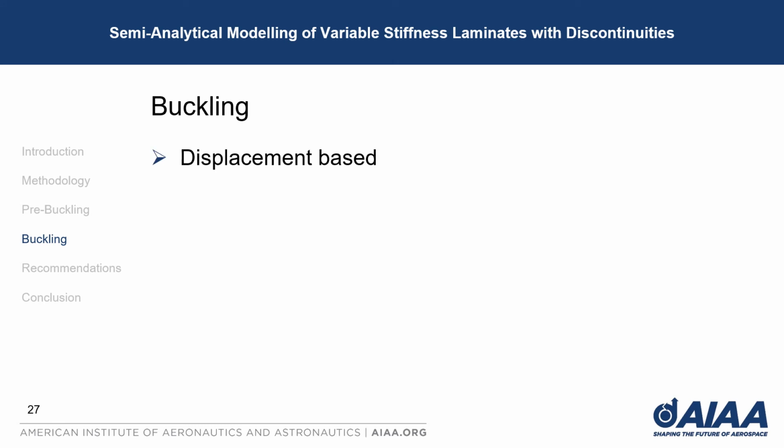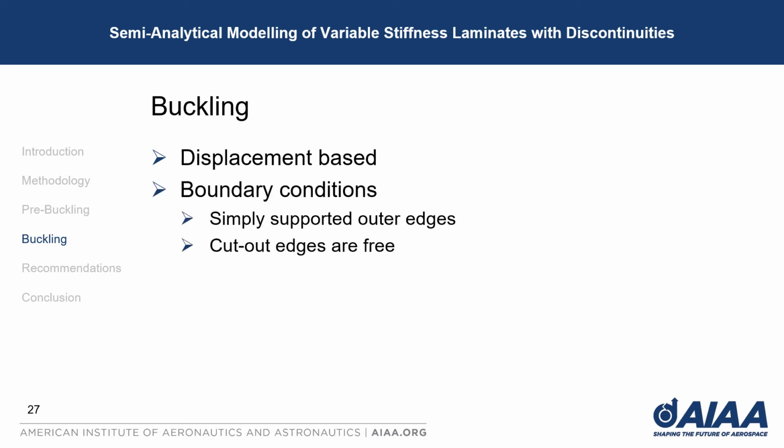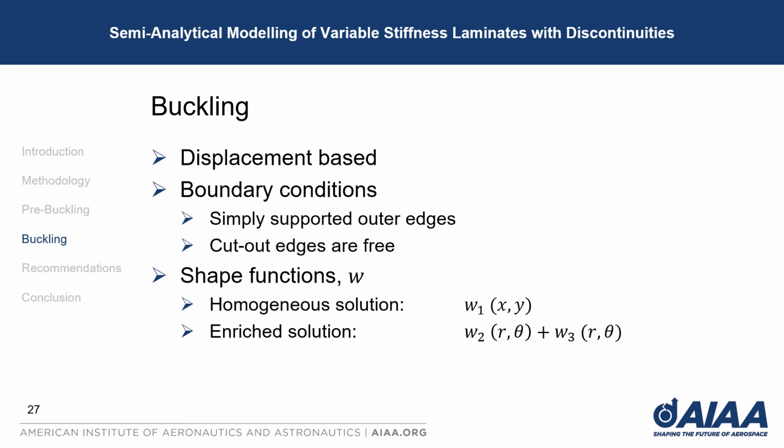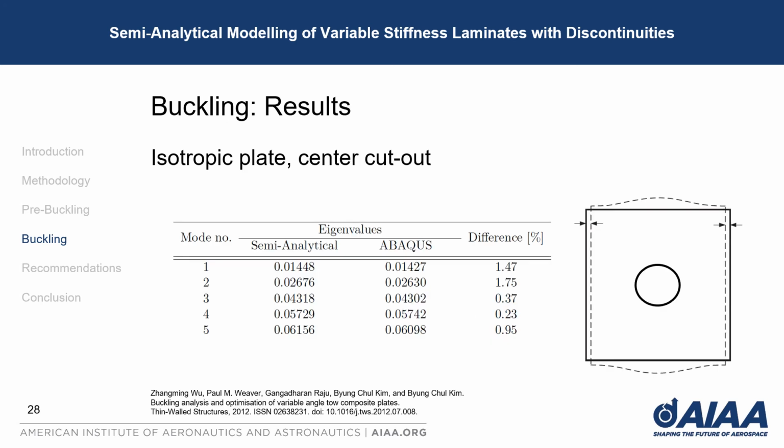The buckling model uses the previous results as input and uses a displacement-based approach for the buckling behavior. So the geometric boundary conditions are simply supported edges and the cutout edges are free, which means there is no need to use a residual thickness approach for the buckling analysis. Three sets of shape functions are used, one set for the global behavior and two sets of enriching functions for the local behavior. First, the results for an isotropic plate with a cutout are obtained and compared to those from finite element results. The eigenvalues shown are in terms of the applied loading and thus represent a uniform applied displacement.